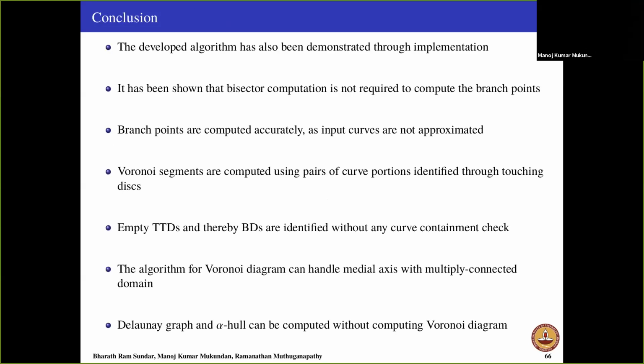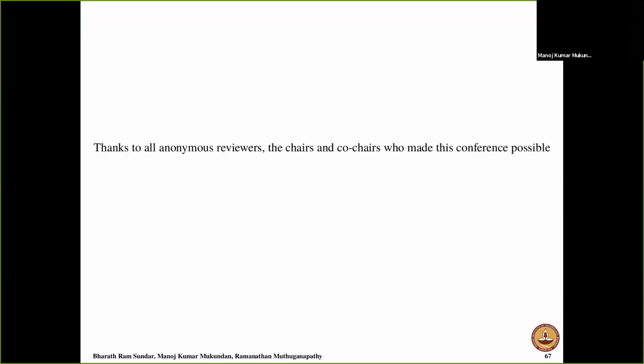To conclude, the developed algorithm has also been demonstrated through implementation. It has been shown that bisector computation is not required to compute the branch point. Branch points are computed accurately as input curves are not approximated. Bernoulli segments are computed using pairs of curve portions identified through touching disks. Empty TTDs and thereby BDs are identified without any curve containment check. The algorithm for the Bernoulli diagram can handle medial axis with a multiply connected domain. Delaunay graph and alpha hull can be computed without computing the Bernoulli diagram.